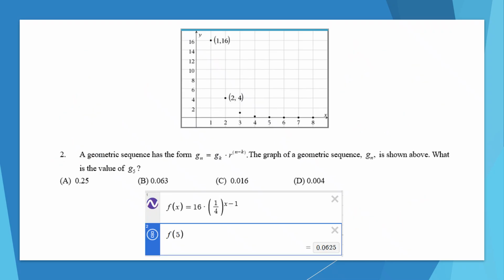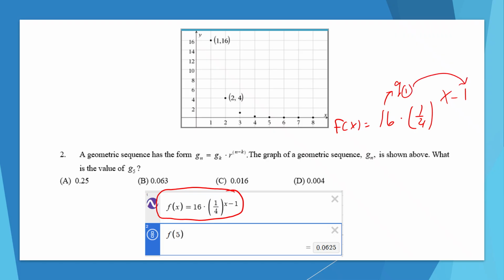In a calculator, it should look like this, where I typed in the same equation, but I did f of x, so f of x equals 16 times our common ratio of 1/4 to the power of x minus 1, because this was g of 1 here. So that's where that 1 comes from, that small subscript. Once we have that, we want to find the fifth term, so you just plug 5 in for x to get 0.0625. And so B should be the correct answer here, 0.063. That's that rounded. And that should be our answer for number 2.